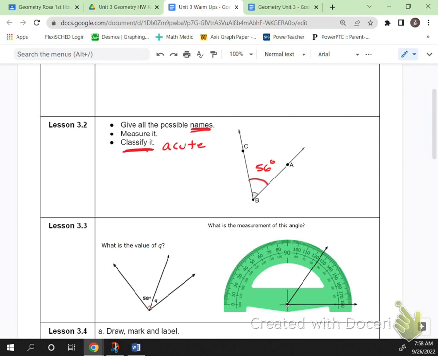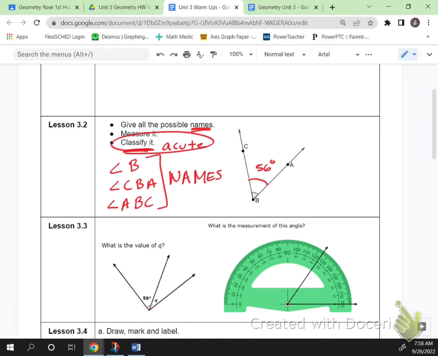Angle what? Angle B. What's another possible name? Angle C, B, A. What's the last possible name? A, B, C. These are the names. Okay, these are the names.